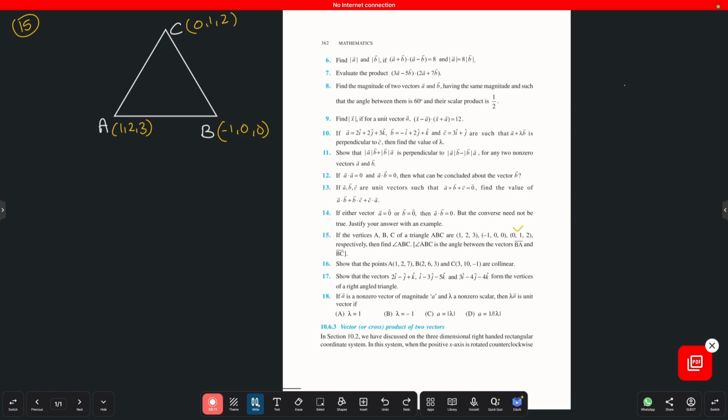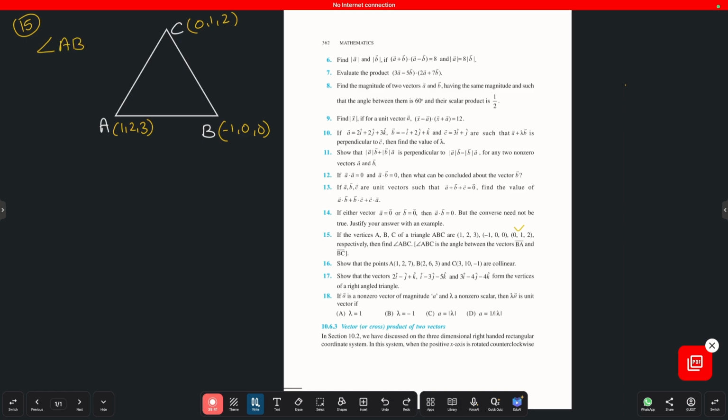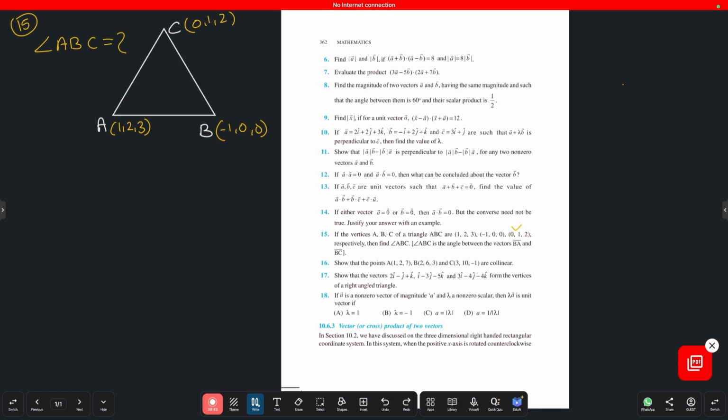In vectors, when we consider an angle, we consider whether both vectors are diverging. Divergent means they will never meet; one is going this side and one is going that side. Convergent means they will meet somewhere. So AB and BC, we want angle A, B, and C. This only.